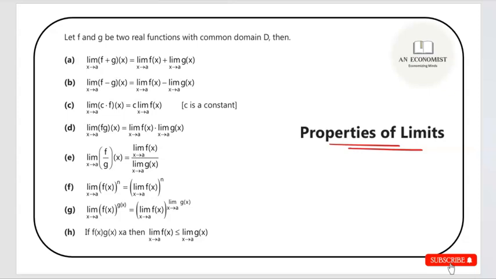So I have listed it in a slide. So if f and g are two real functions with a common domain D, then all these properties will hold. You can take a screenshot of this, or you can pause the video and take a look at this.